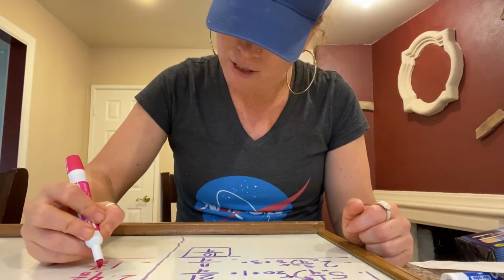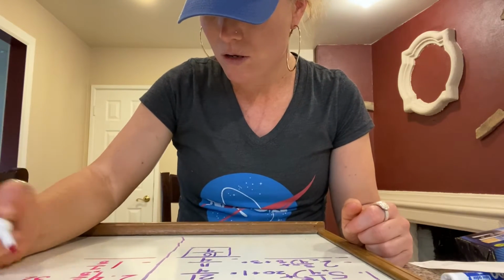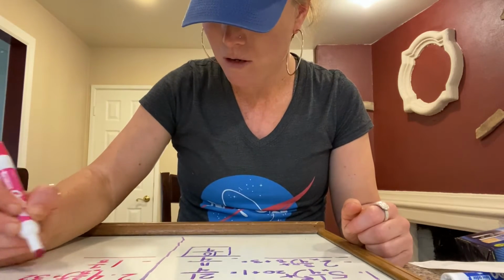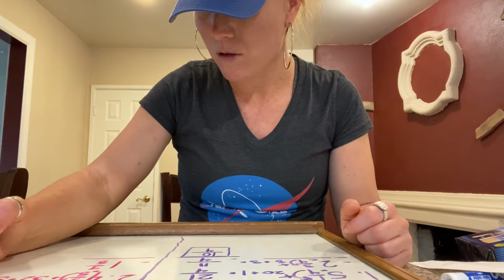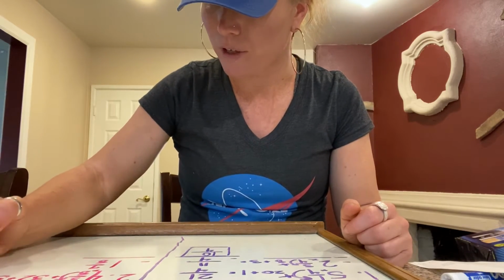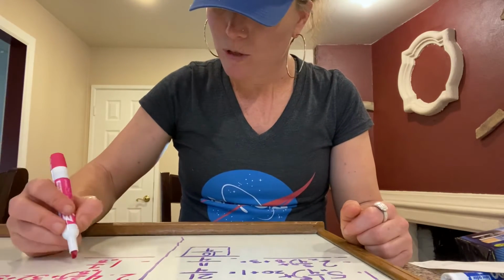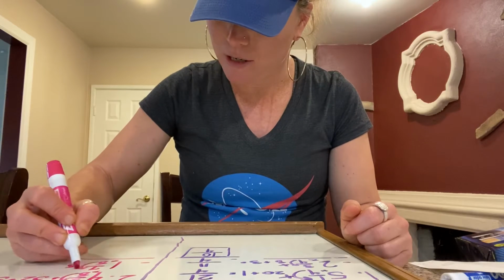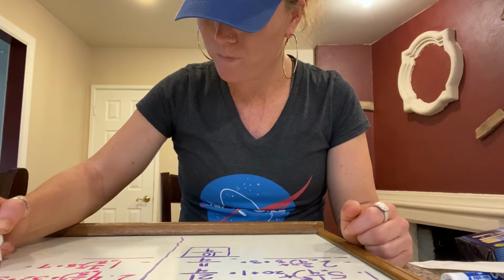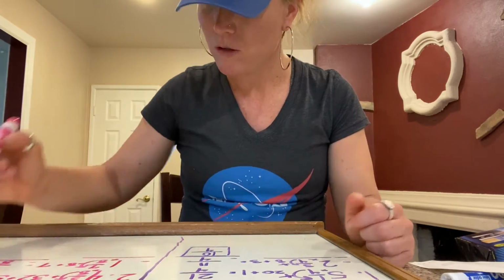So 4 times 8 is 32. Then we add the extra 5, which is 37 over 8. Now, 8 times 1 is 8. I'm going to add the extra 7, which is 15 over 8.